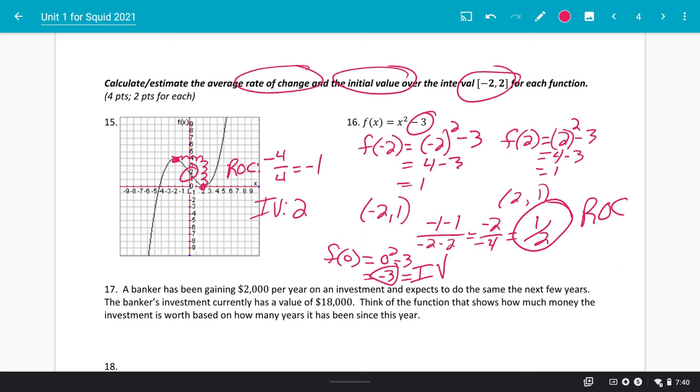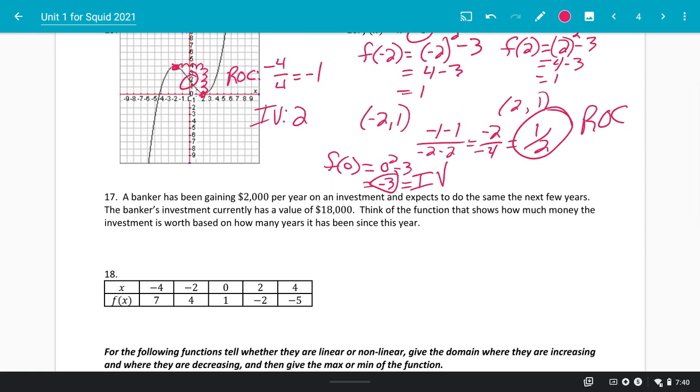So my initial value is -3. Number 17, a banker has been gaining $2,000 per year. That's my rate of change.